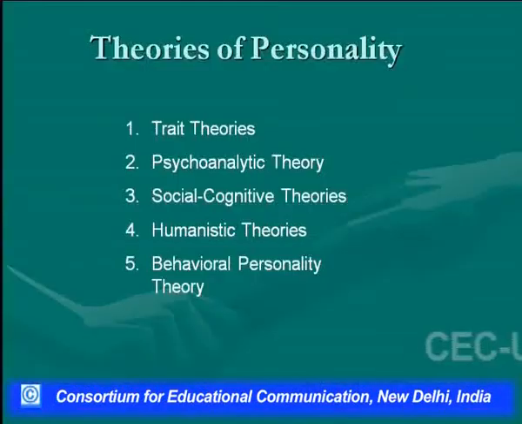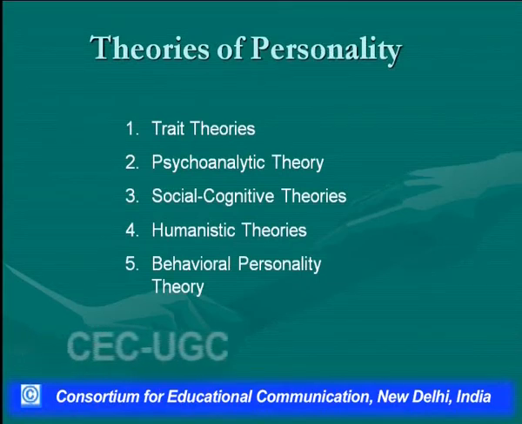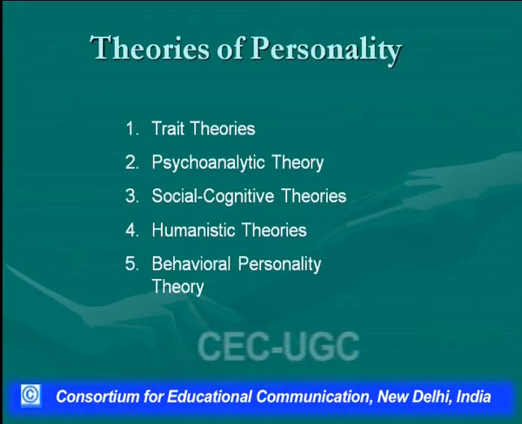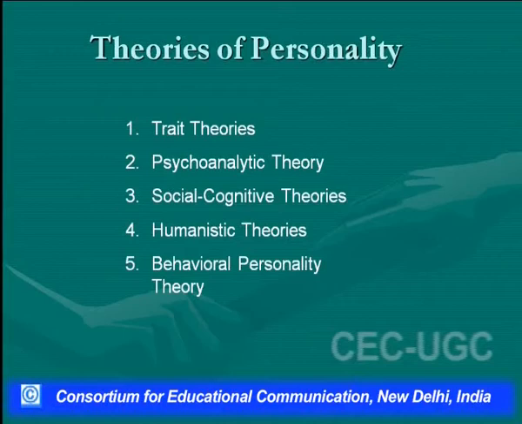The first theory is the trait theory. The second is the psychometric theory. The third is the social cognitive theories. Fourth is the humanistic theories, and fifth is the behavioral personality theories. So today we'll be talking about these five personality theories.